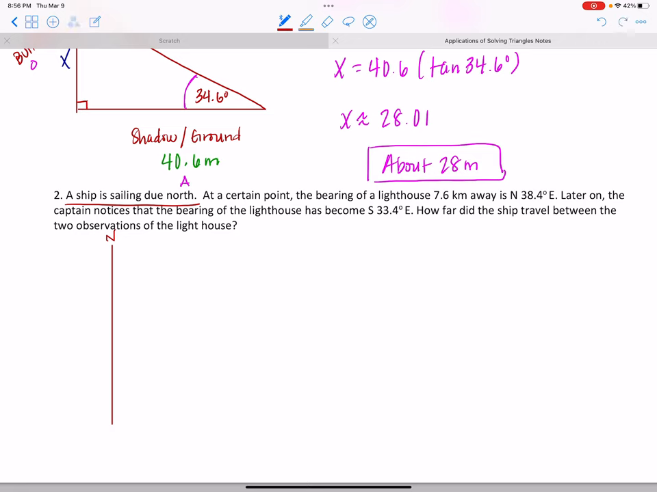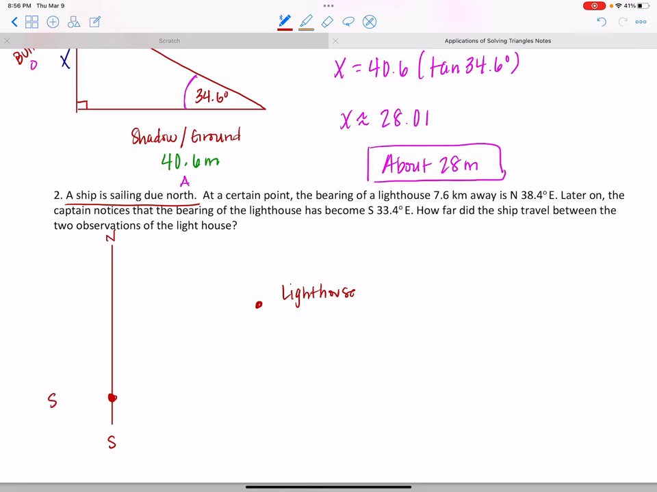My ship is on this line somewhere. It says that at a certain point on this trip, the captain is spotting a lighthouse 7.6 kilometers away, and it's north 38.4 degrees east. So at some point on this trip, let's just call it A, it's going to spot a lighthouse, and I'm going to put that lighthouse out here. I'm not going to try to draw it because you've seen my artwork is terrible, so I'll just call that a lighthouse.